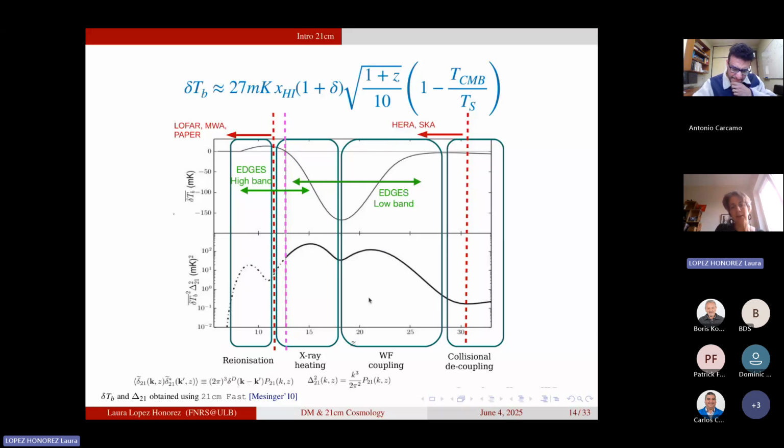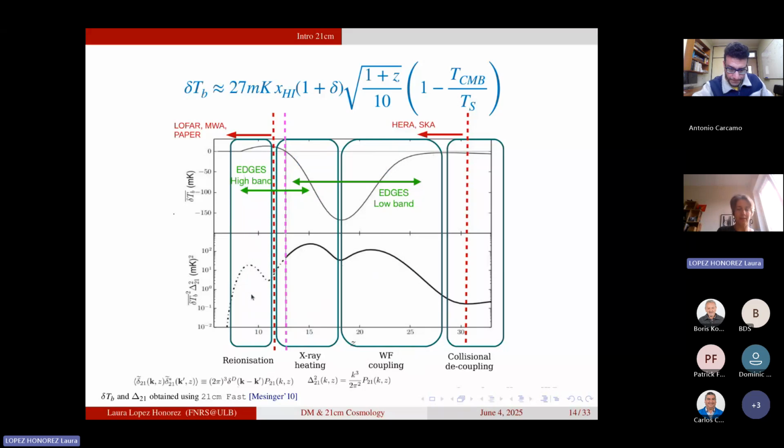So remember, I told you that the resonant Lyman alpha coupling is going to induce a spin flip transition and essentially couple the spin temperature to the gas temperature. When this process starts to be very important, you are going to see a peak in the power spectrum fluctuation. You have a second peak when X-ray heating is going to drive the source of the fluctuation in the power spectrum, and you have a final peak when reionization is taking place.